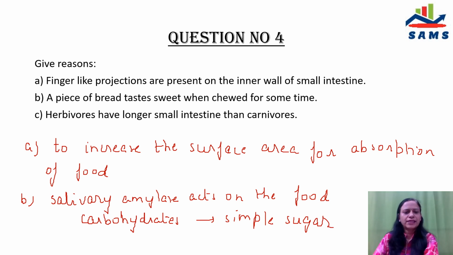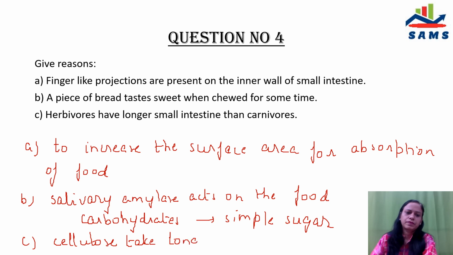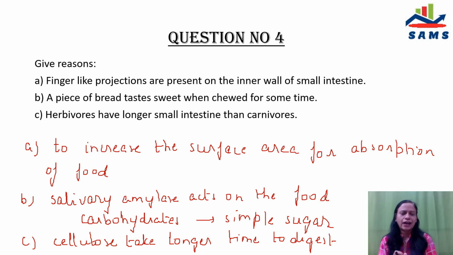Then the third part of the same question, herbivores have longer small intestine than carnivores because cellulose takes longer to digest. So that is why they need to have a longer small intestine so that the cellulose digesting bacteria can act on the cellulose for a longer period of time and the digestion can be completed. Moving towards question number 5 now.